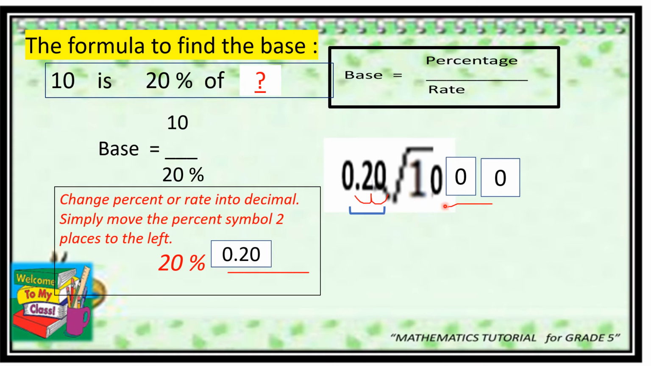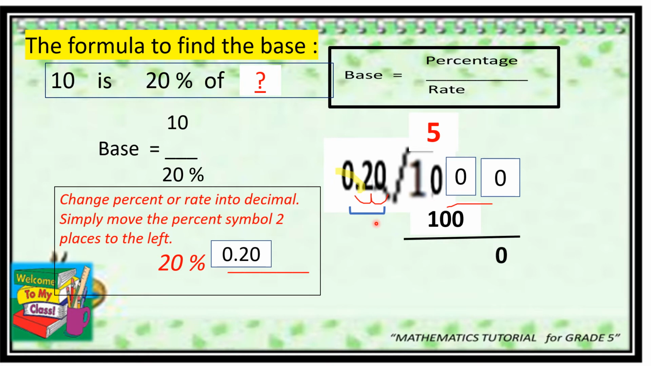So, kunin natin yung unang 0 na idinagdag natin. Ito po. So, magiging 100. 100 divided by 20. So, imagine natin na ito ay wala na. Wala na yung 0, wala na rin ang decimal point. So, 20 na lang yan. So, 100 divided by 20 equals 5. Okay. So, 5 times 20 equals 100.